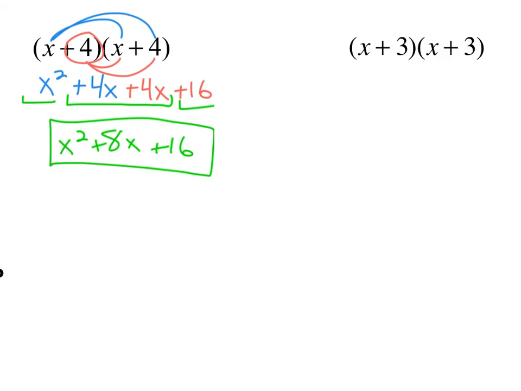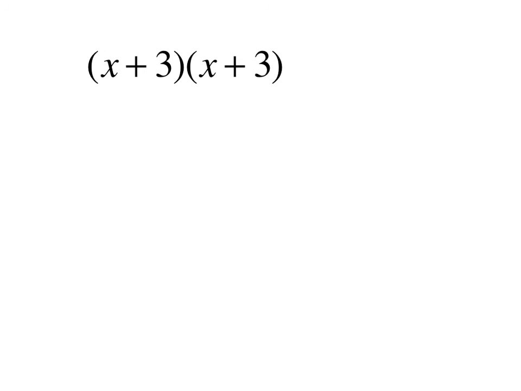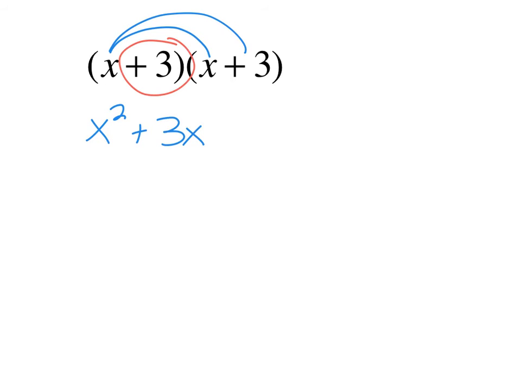So, next one we're going to look at here is x plus 3 multiplied by x plus 3. As we take a look at this one, first take x multiplied by x, you get x squared. Then take x multiplied by 3, you get positive 3x. Alright, distributing your second term, which is a positive 3, multiplied by x, you get a positive 3x. And then positive 3 multiplied by positive 3, you get a positive 9.